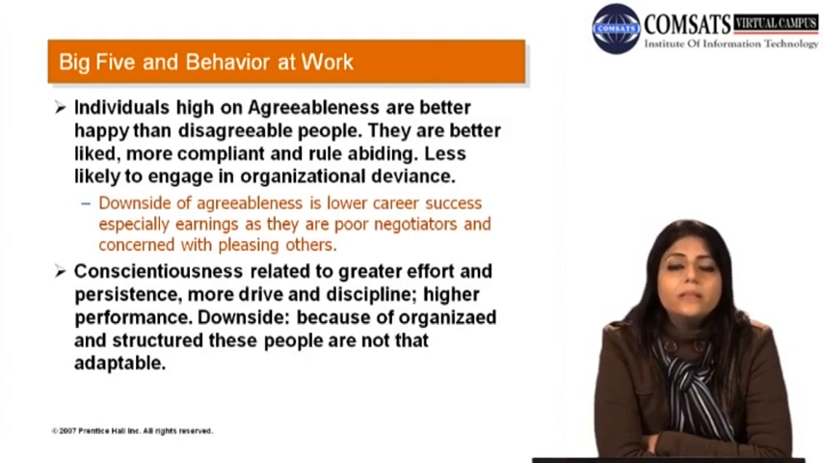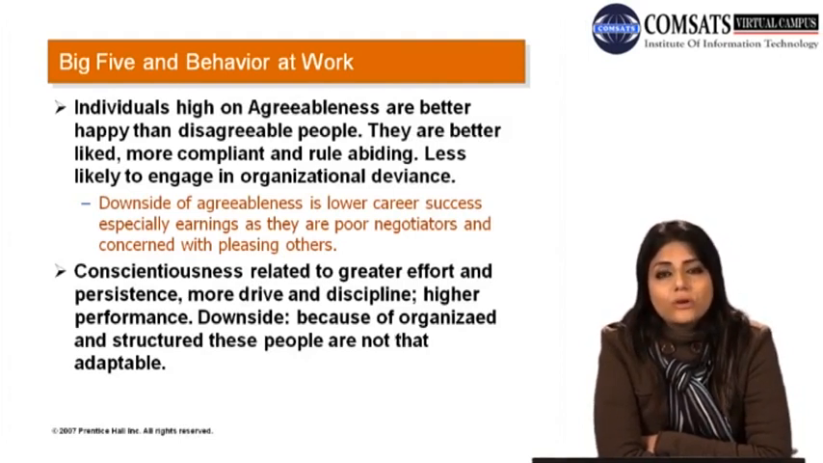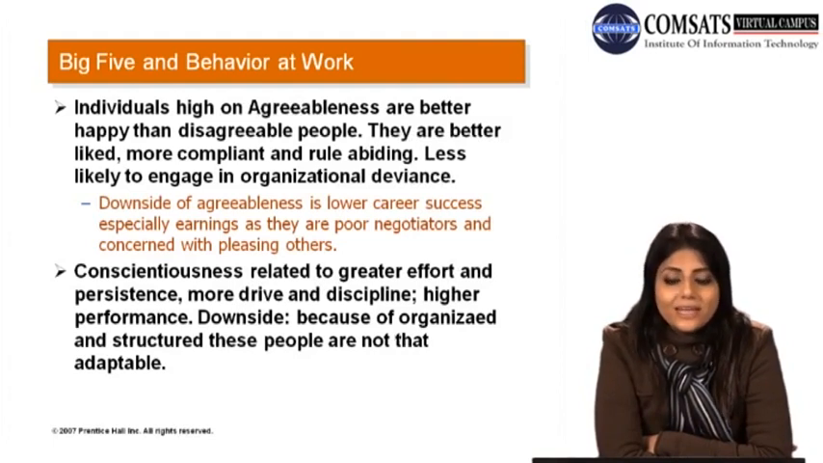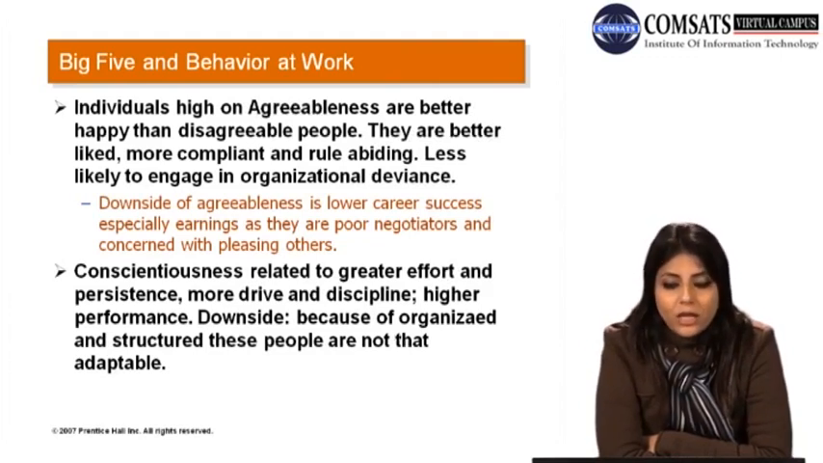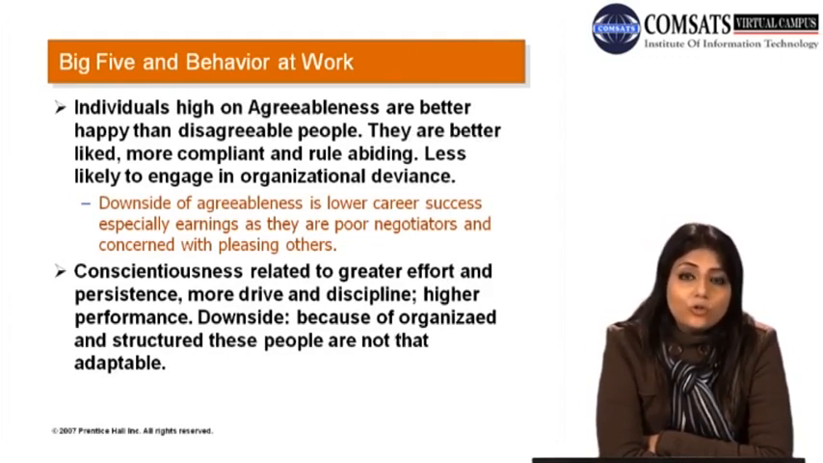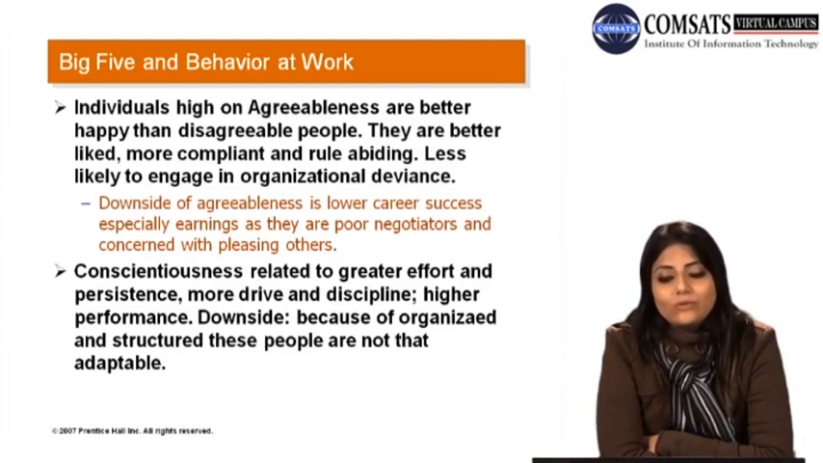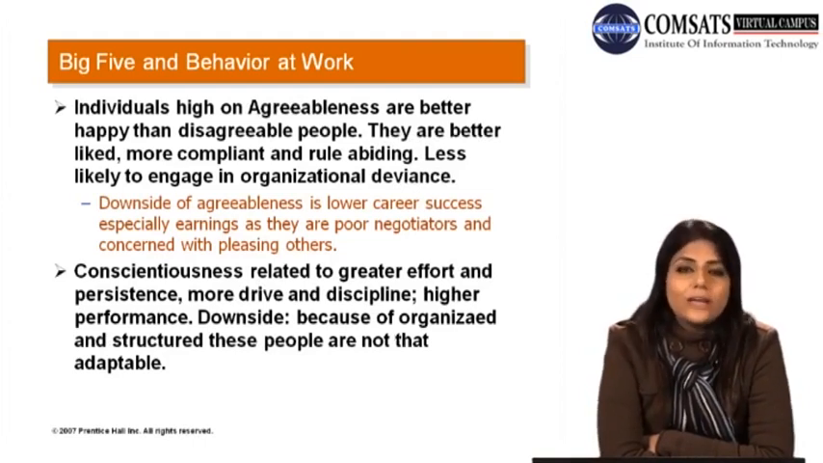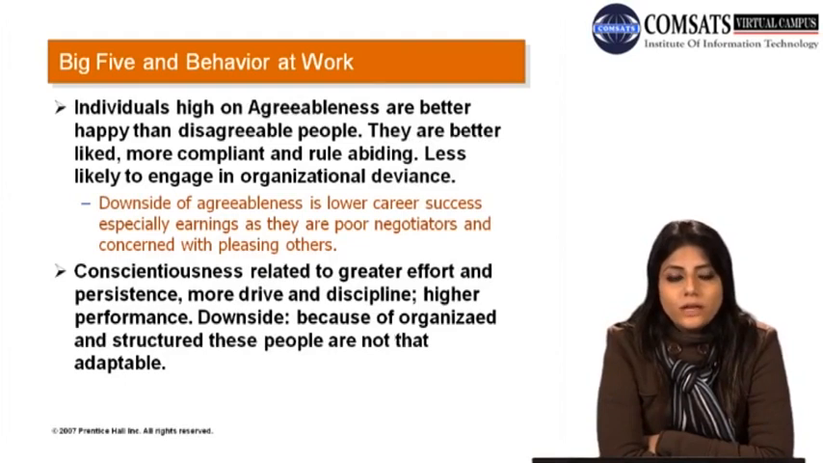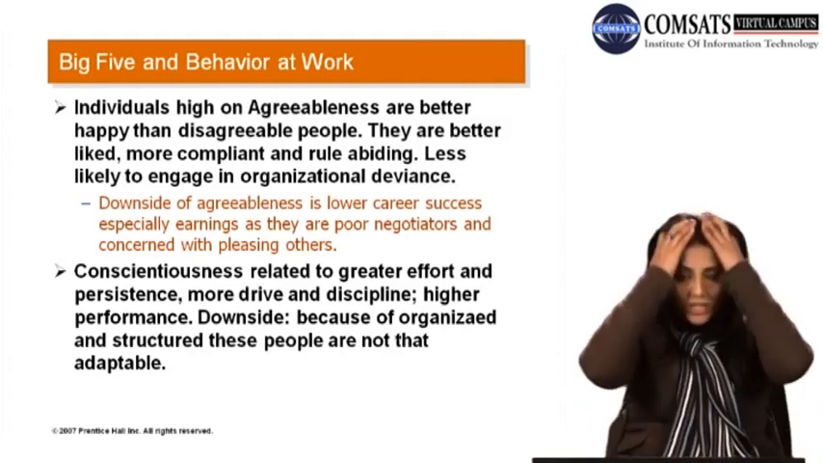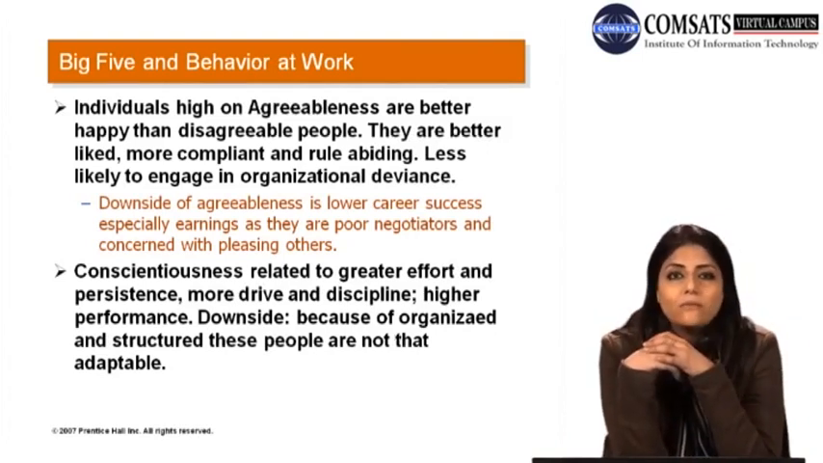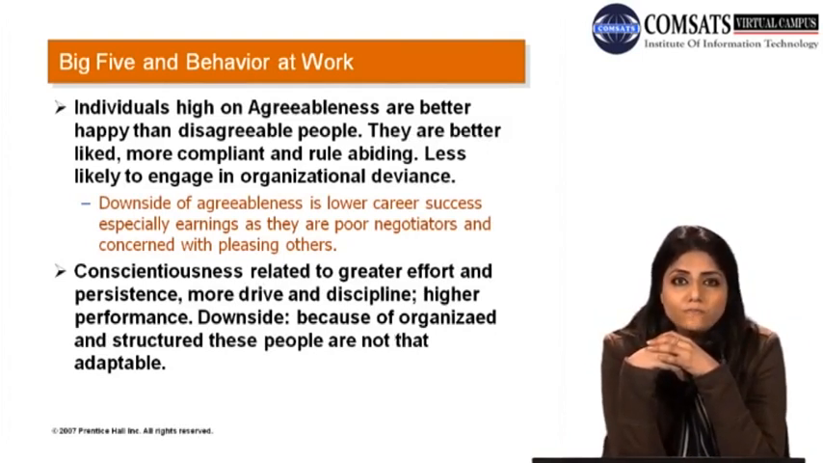And the individuals who are high on agreeableness are happier than the disagreeable people. As we saw, agreeable individuals are those who are more friendly and more cooperative towards others. So they again tend to lead a better and happier life compared to the disagreeable individuals. There also, the study indicates that people like them more. The agreeable individuals are more compliant and rule abiding, because they are trying to keep others happy. Therefore individuals like them more, and they are more compliant as well. They are also less likely to engage in organizational deviance, such as violent behaviors, etc.